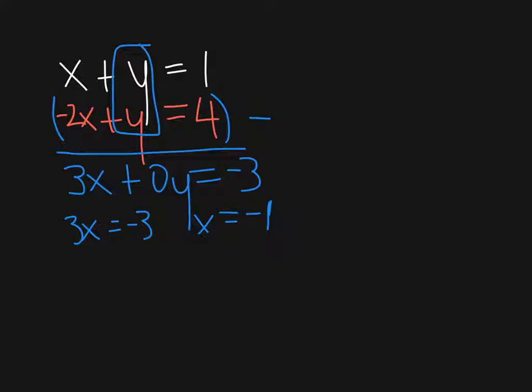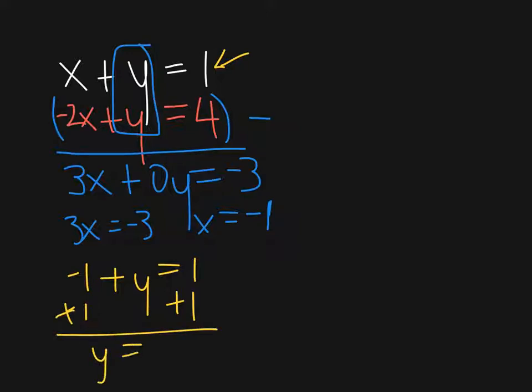Going to plug that into the original equation. So up here, I'm going to plug it into this one right here. It's going to be negative 1 plus y is equal to 1. Going to add 1 to both sides. We're just solving for y now. y is going to be equal to 2. So my point, I believe, is going to be negative 1, 2.